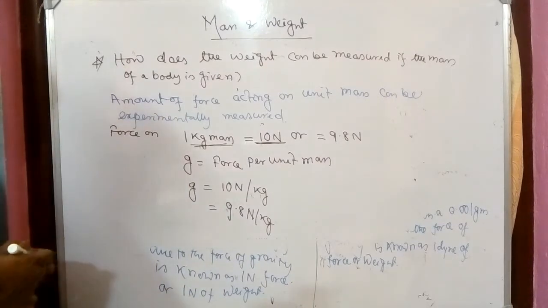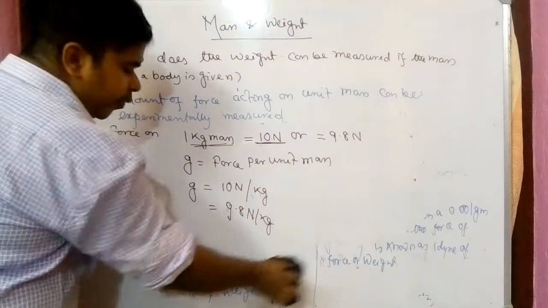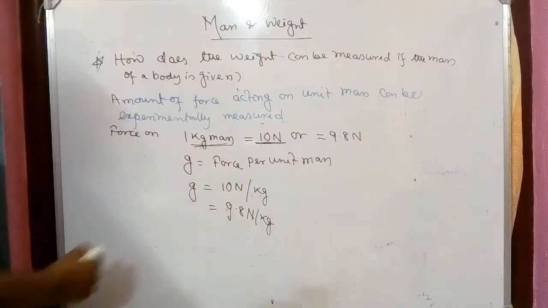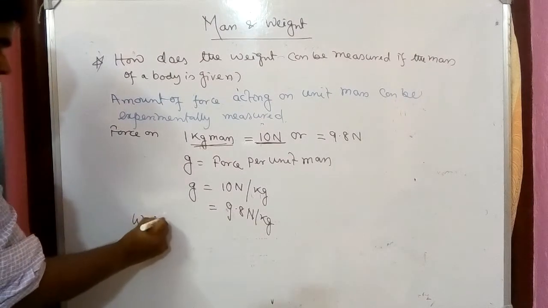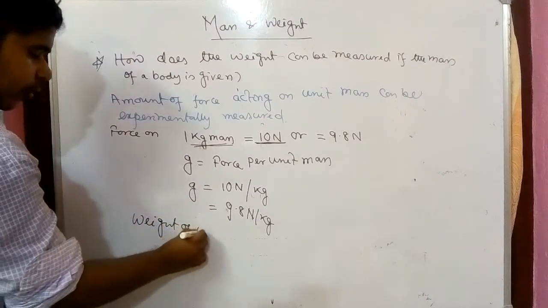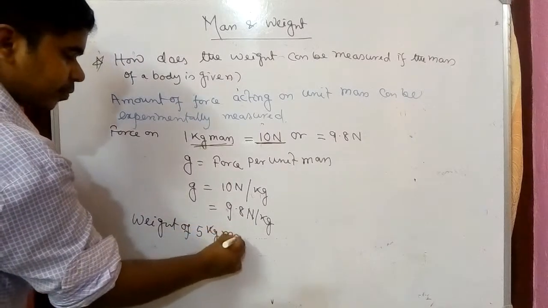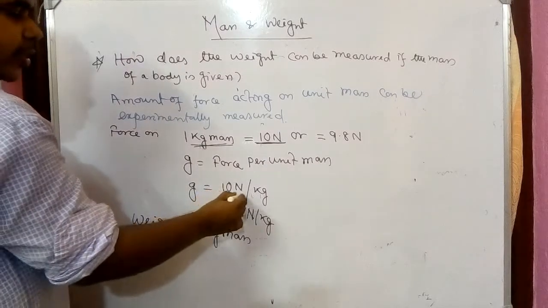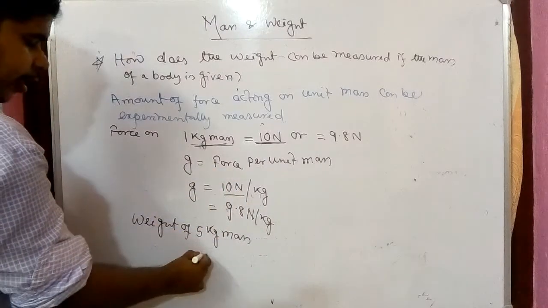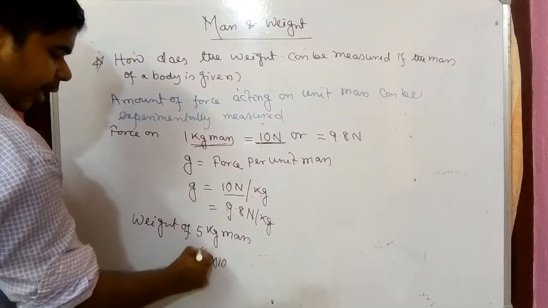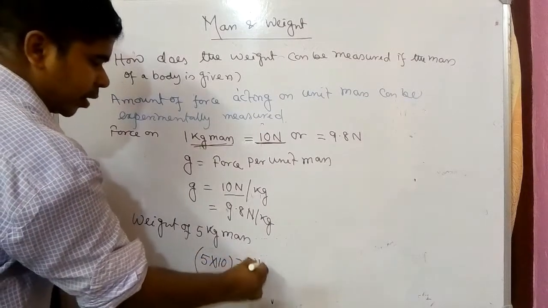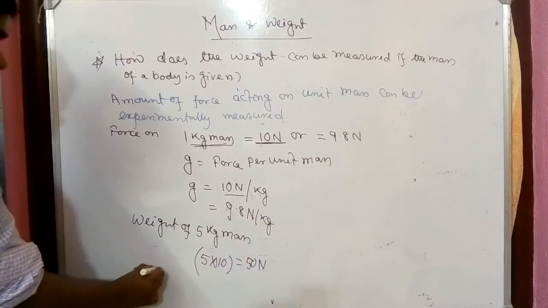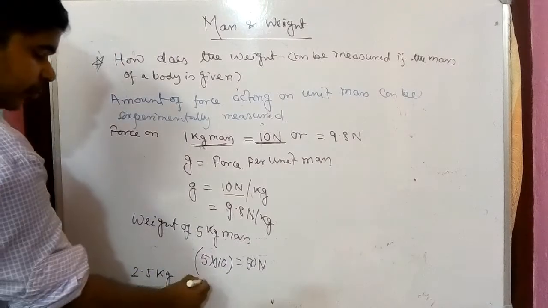Now the question has come: if the mass is given to us, we can find the weight of the body. Just like, what will be the weight of 5 kg mass? Then you can write, sir, for 1 kg the weight is 10 Newton. For 5 kg it will be 5 into 10, that is 50 Newton. If I am asking what will be the weight for 2.5 kg, that is also very easy.